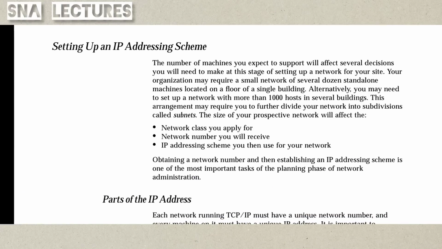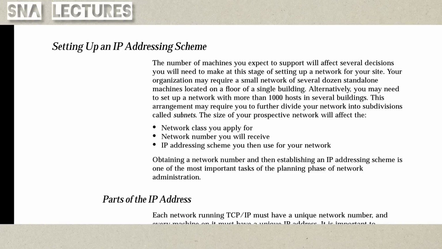Next, we have setting up an IP addressing scheme. The number of machines you expect to support will affect several decisions you will need to make at this stage of setting up a network for your site. Your organization may require a small network of several dozen standalone machines to cater to a floor of a single building. Alternatively, you may need to set up a network with more than 100 hosts in several buildings. This arrangement may require you to further divide your network into subdivisions called subnets.